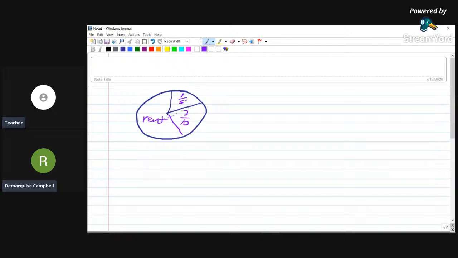Let's call that rent. So this part would be what? The 1/5 is on food, and this 3/10 is on utilities. And the rest here, we don't know what this is, and this is what we're trying to find out. We know that the total amount of money that he had was $1,500. Any idea how we could look at that?